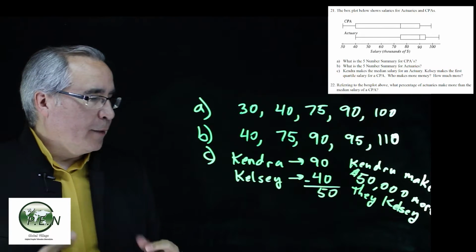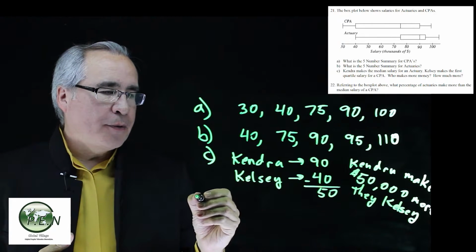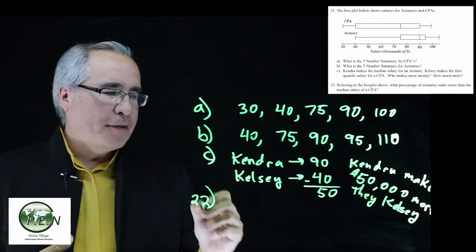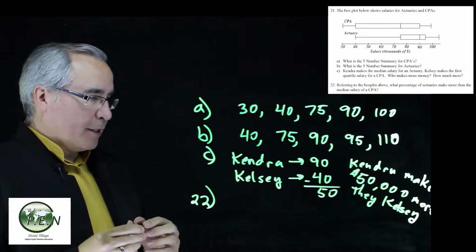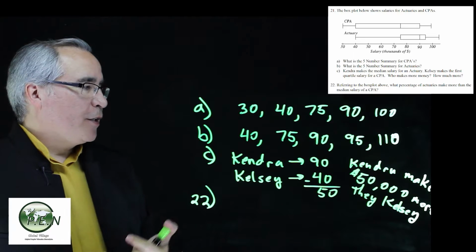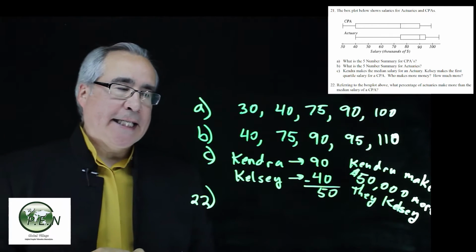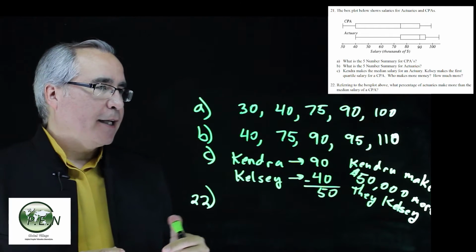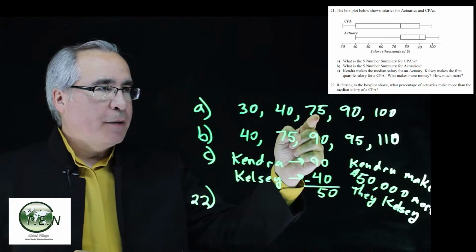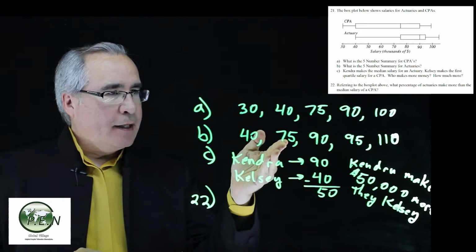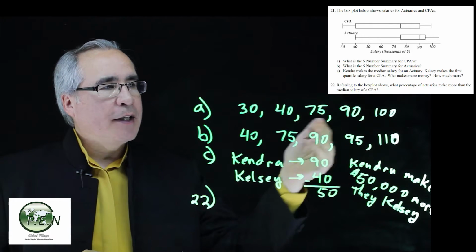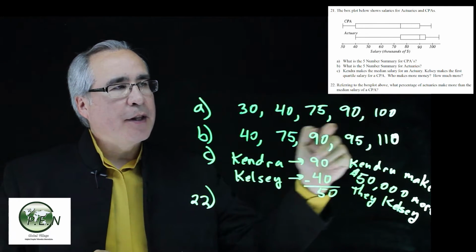Okay. And while we're at it, I just decided to go ahead and throw in 22 because it refers to this box plot. So it says, what percentage of actuaries make more than the median salary of a CPA? So the median of a CPA we've looked up already is 75. So now we're looking at what percent of the actuaries make more than that.